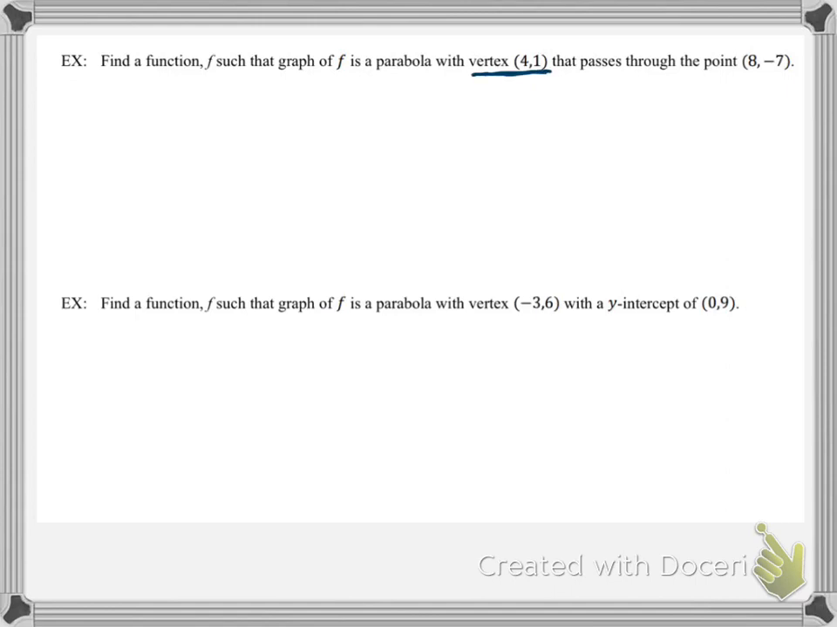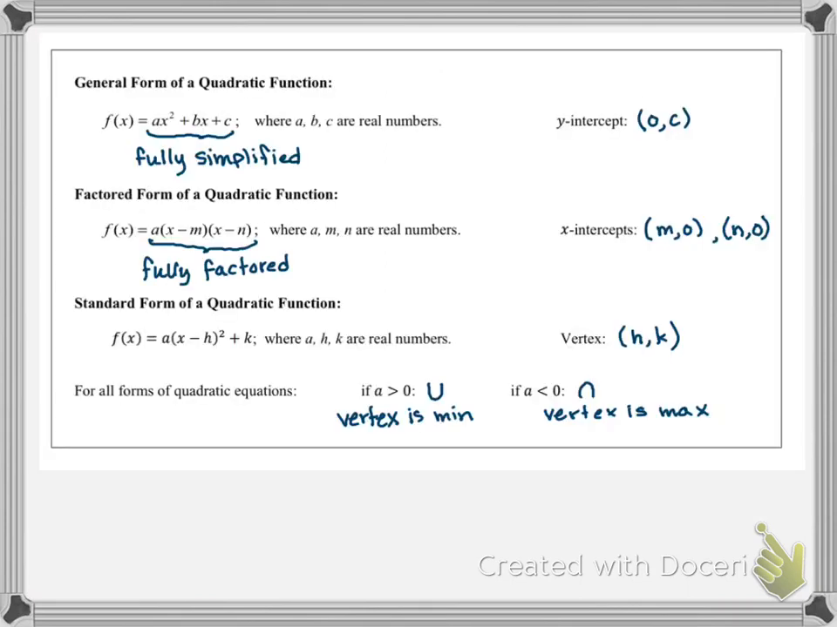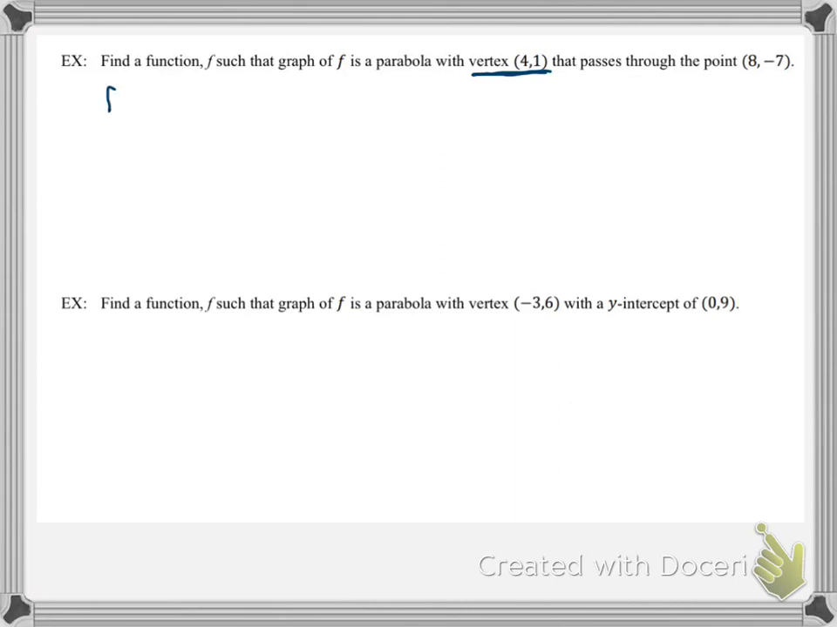So in general, when you're writing a function, we'll never use general form to write a function. But if you're given the x-intercepts, that tells you you should use factored form. If you're given the vertex, that tells you you should use standard form. So the things that we easily get from the function are the same as the things that tell us which form of the function to write it in. So since we're given the vertex here, I'm going to use standard form. So we're going to start with f of x equals a times x minus h squared plus k.